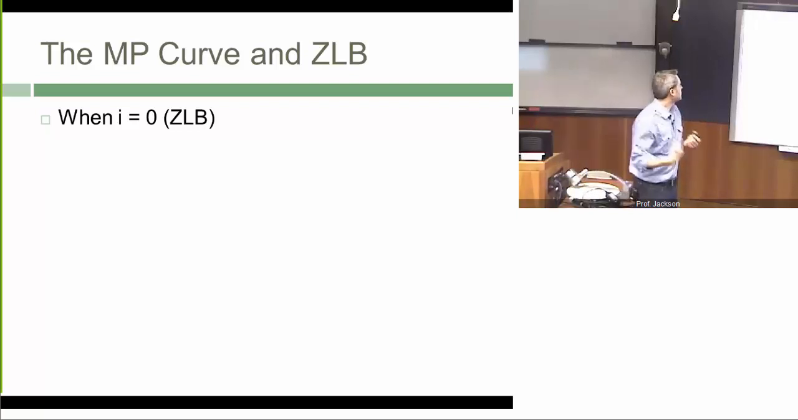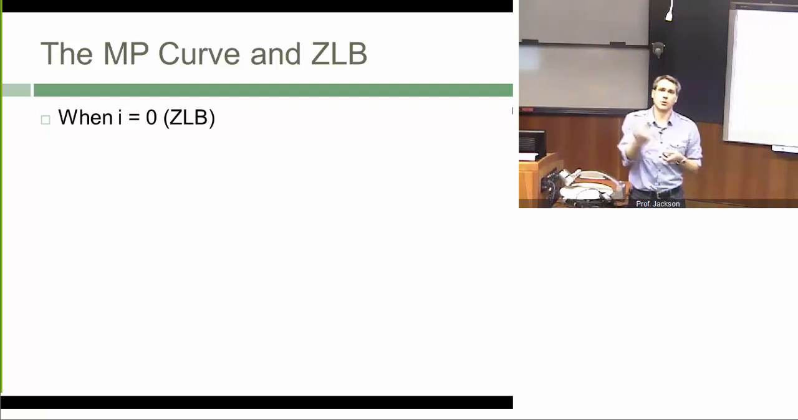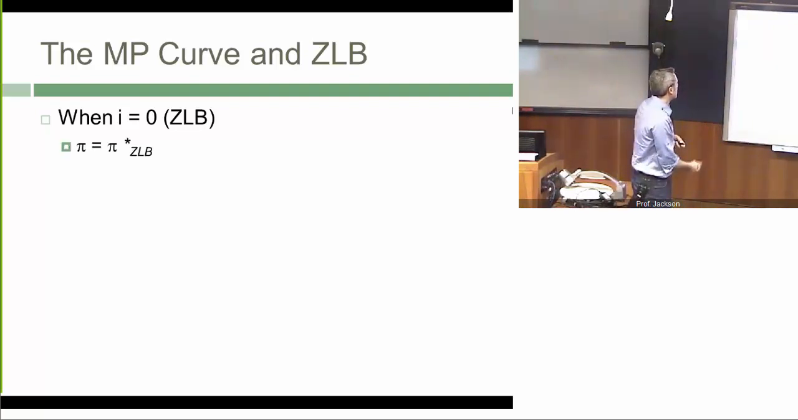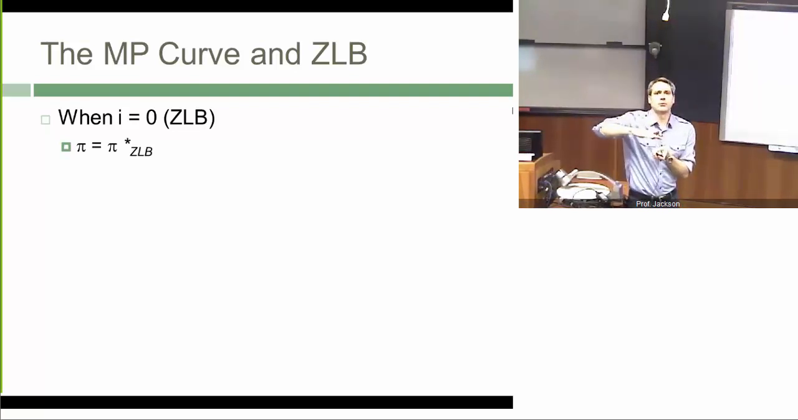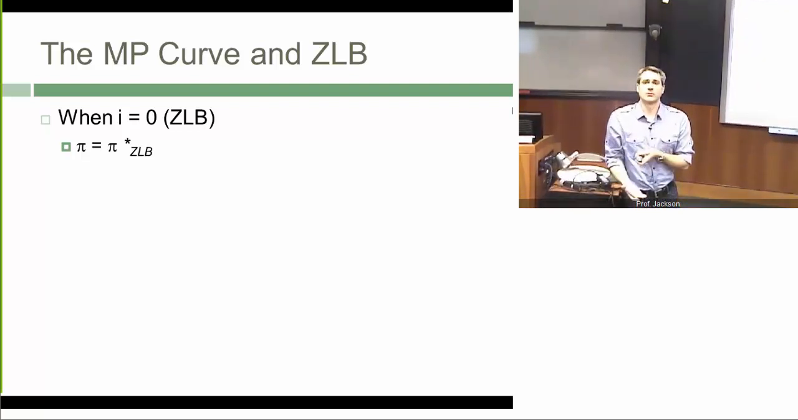So the first thing to understand when we think about the zero lower bound is how it relates to monetary policy. We're going to look at what the MP curve looks like at the zero lower bound. This zero lower bound, again, very simply means that the nominal interest rate is equal to 0. So we hit that floor on nominal interest rates. And so the idea is that as nominal interest rates go down, in this sort of Fisher effect world, we would expect that inflation would be falling as a result of that.